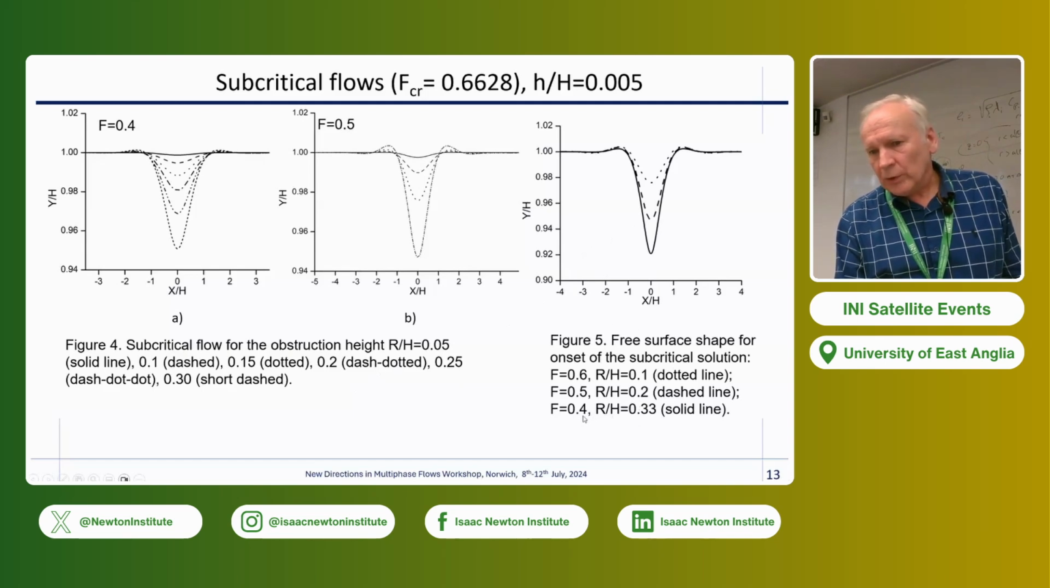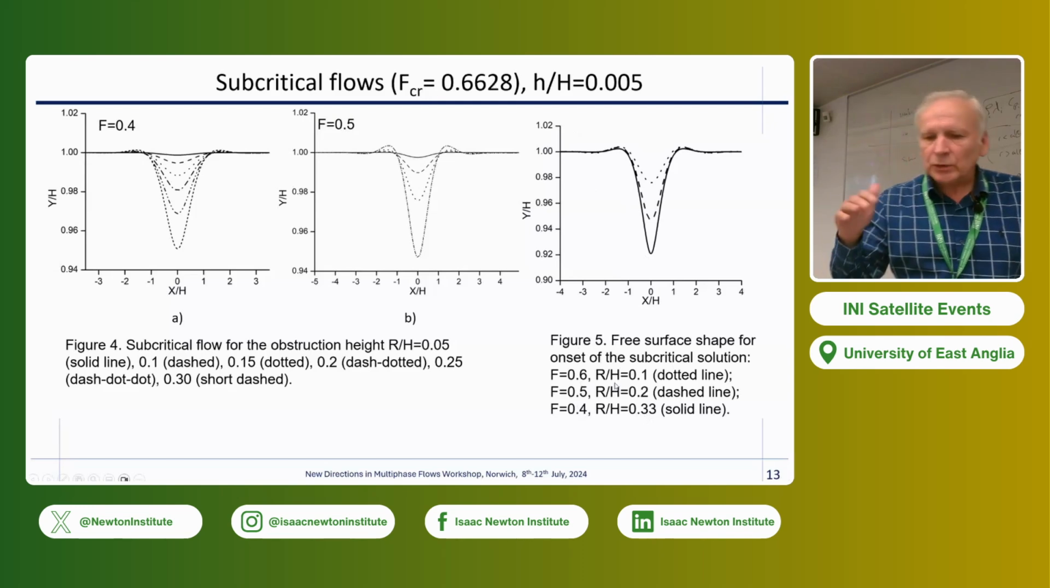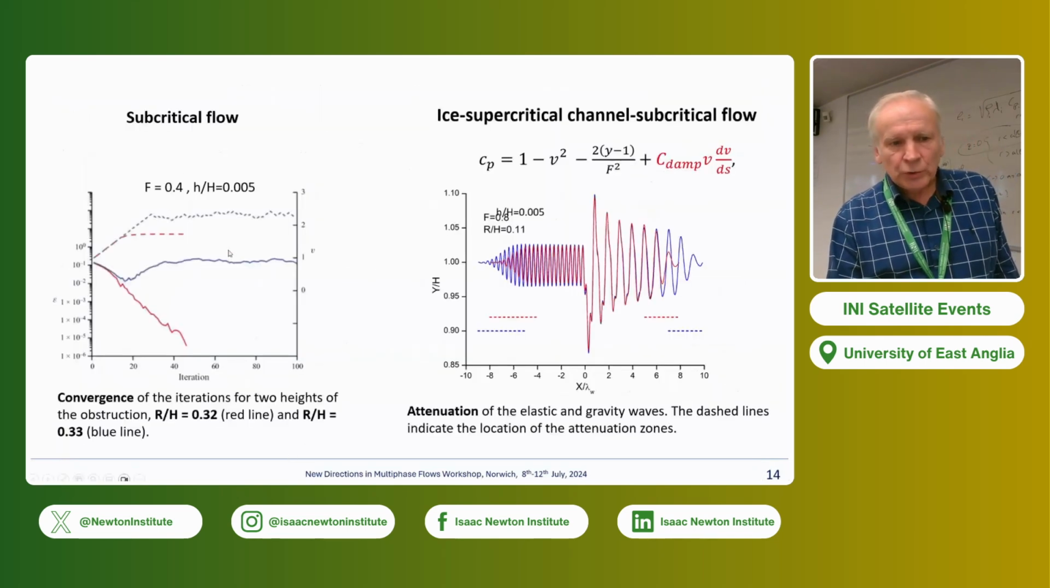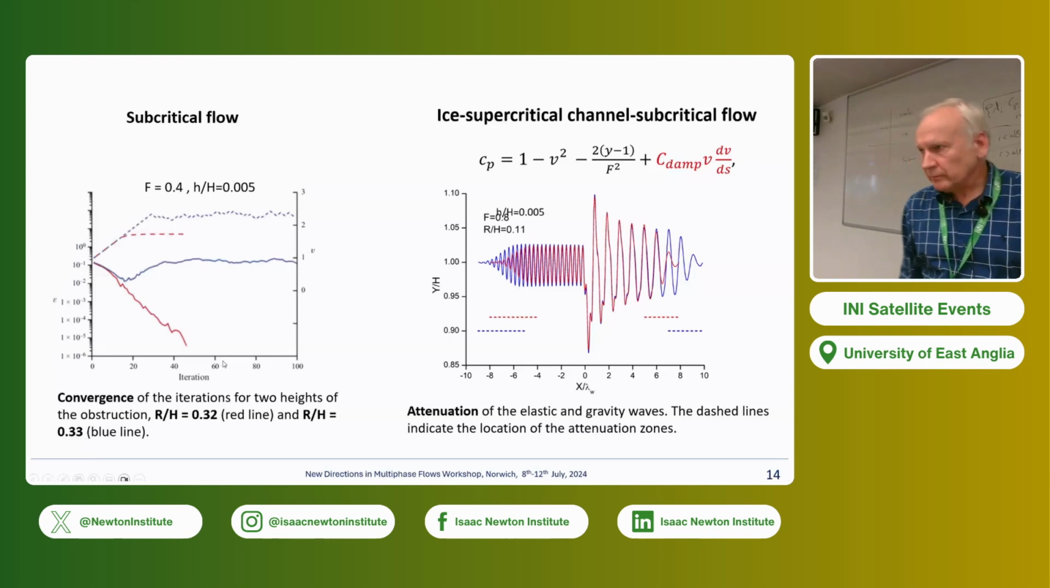For 0.4, the height is 0.33. And when we approach the critical Froude number, the maximal height of the obstruction reduces. And here is shown how they behave in the iteration process. Only a small change in the height of the obstruction, from 0.32 to 0.33, changes the behavior of the convergence.